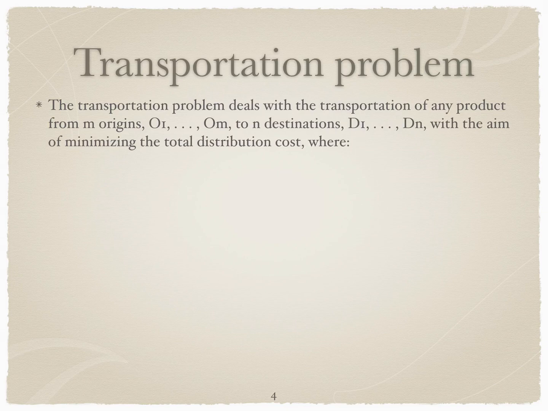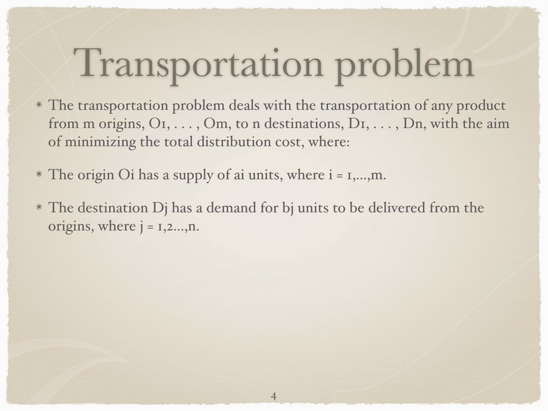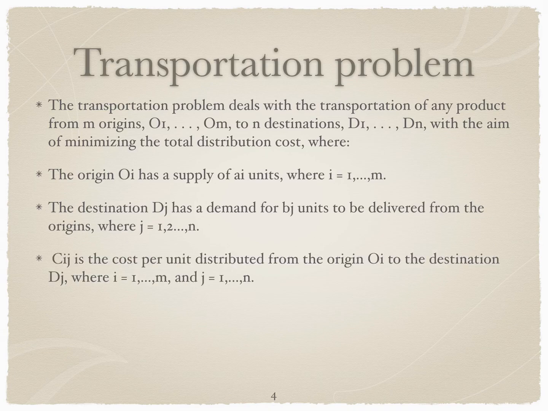Here the aim of transporting the material is to fulfill the demands from the available supply while minimizing the total distribution cost. The origin i has a supply of ai units where i is equal to 1 to m. The destination dj has a demand for bj units to be delivered from the origins where j is equal to 1 to n.